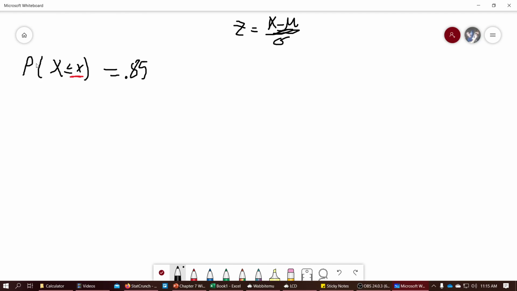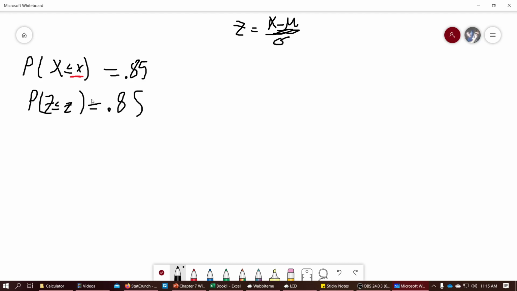The first thing we need to do is rewrite this. We know if the probability of x less than or equal to x is 0.85, then also the probability of z, the standardized value, less than or equal to the z value that we can calculate is also equal to 0.85. So the first thing we want to do is try to find this z value.